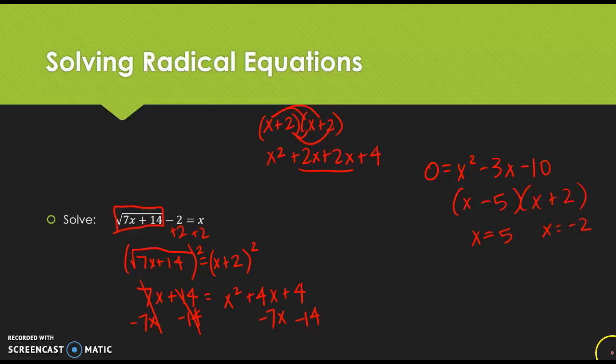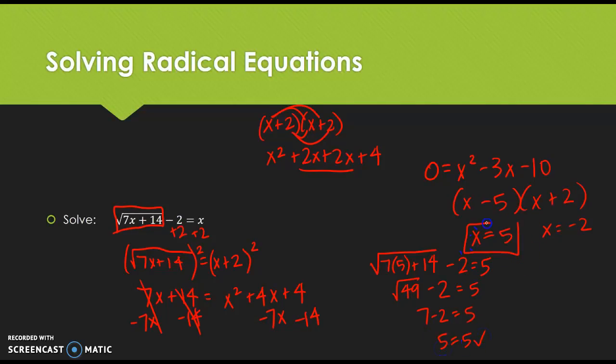I'm not done there. I've got to check for extraneous solutions. So I'm going to plug in both of my answers. So I end up with the square root of 7 times 5 plus 14, and then minus 2 has to equal 5. 7 times 5 is 35, plus 14 is 49. Square root of 49 is 7. 7 minus 2 is 5, and 5 equals 5.